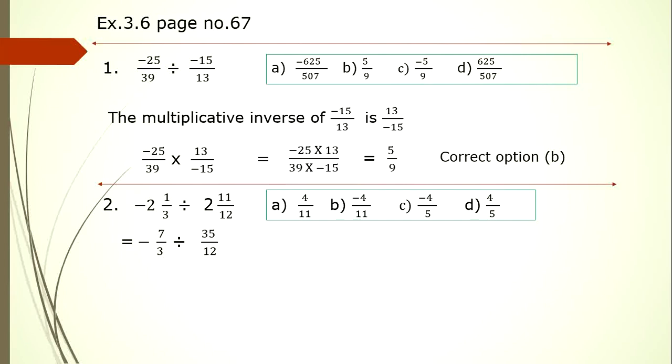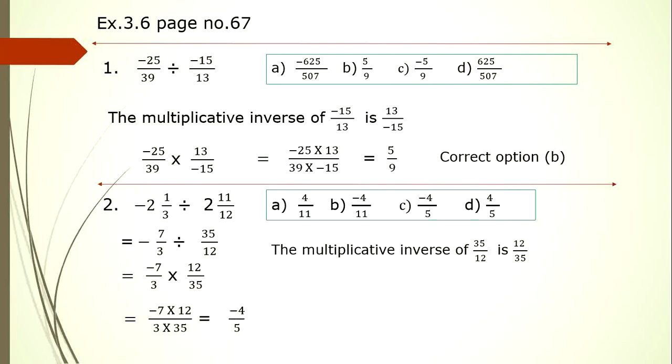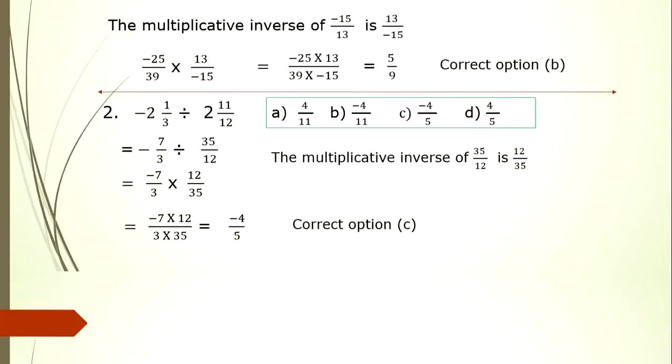Now we will go for the multiplicative inverse of the divisor. So the multiplicative inverse of 35/12 is 12/35. So we will multiply this with minus 7/3. So we get minus 7/3 into 12/35. On further simplification, we get minus 4/5. And the correct option is C.